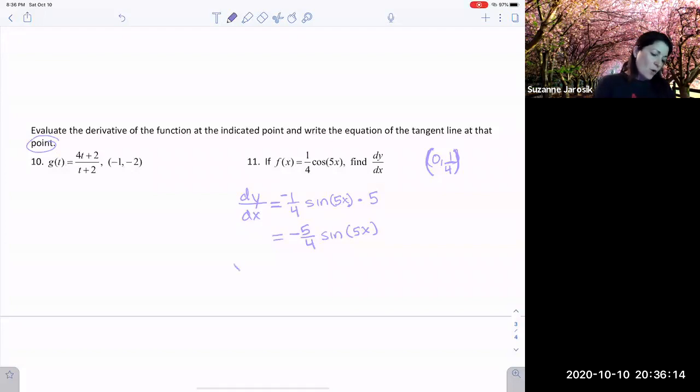Okay, so y minus 1/4 equals, right, x minus 0. And now what we need to do is actually go ahead and plug in 0 here for sine. What's going to happen, everybody? That zeroes out. So if we actually plug 0 in for x, sine of 0 is 0. Well, what do we actually have then? Y equals 1/4. It's horizontal.